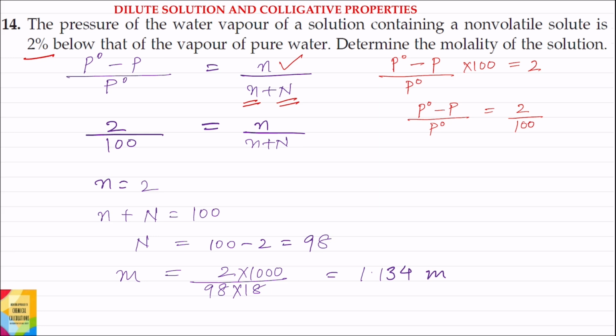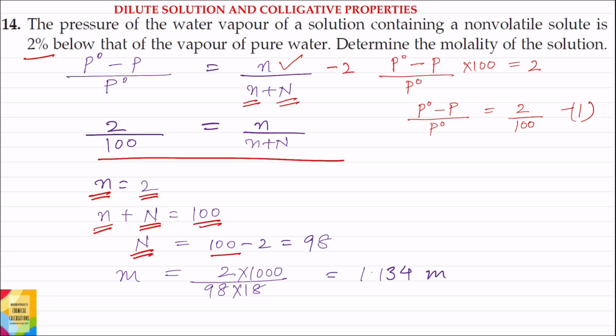Now from equation 1 and equation 2, we can write 2 by 100 is equal to n divided by n plus N. Now from this equation, we can write moles of solute is equal to 2 moles, moles of solute plus moles of solvent, that is water, which is denoted by capital N, is equal to 100. Putting the value of moles of solute and solving, moles of water is equal to 100 minus 2, and this is equal to 98 moles. अब मोलालिटी का फॉर्मूला होता है moles of solute divided by weight of solvent in kgs.